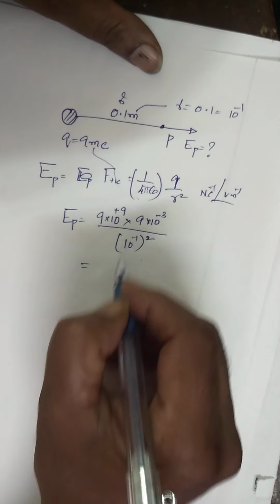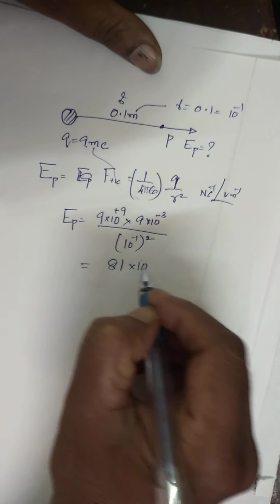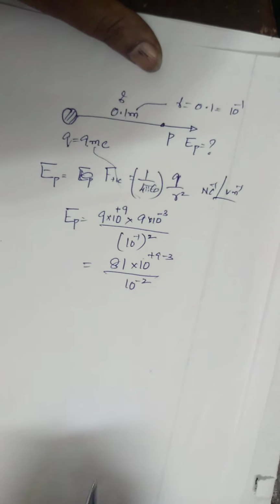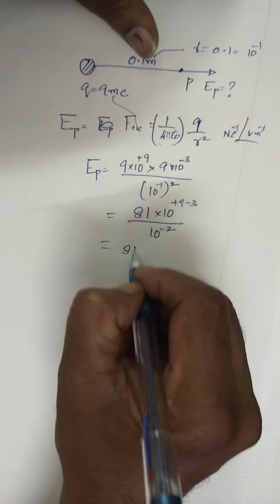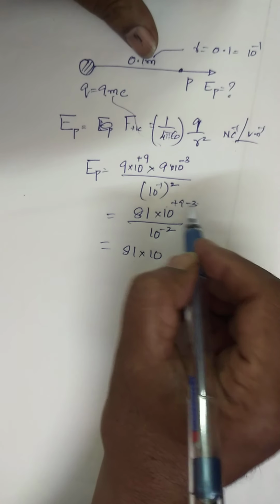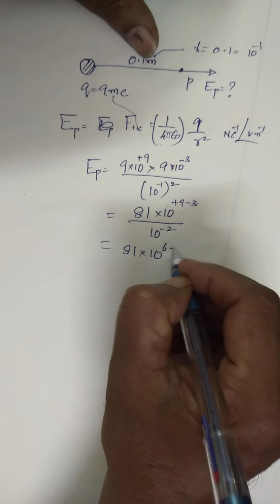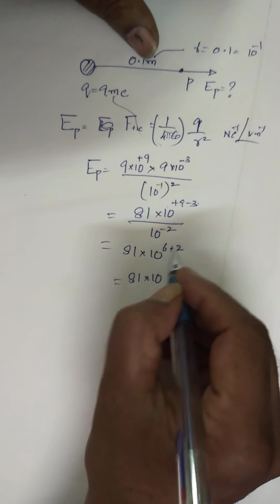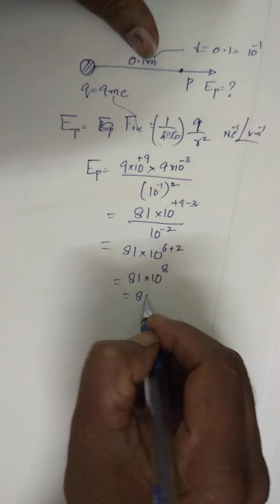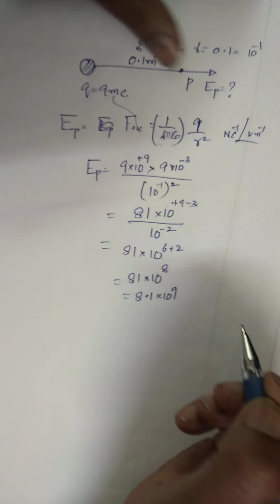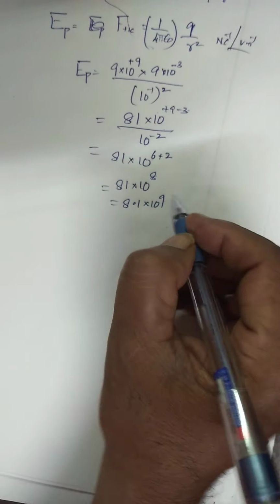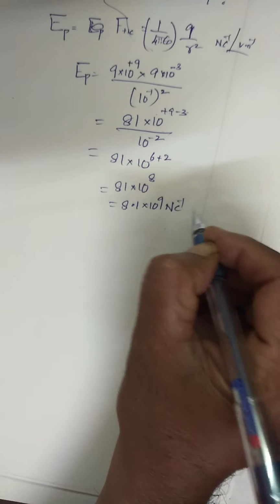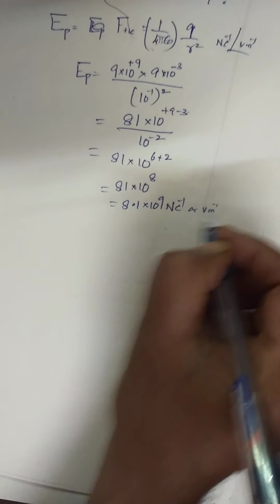This is equal to 9 nines are 81 into 10 to the power of plus 9 minus 3, into 10 to the power of minus 2. Understood? 81 into 10 to the power of 9 minus 3 is 6, and this goes up plus 2. Therefore, 81 into 10 to the power of how much? 8.1 into 10 to the power of 9 Newton per coulomb or volt per meter.